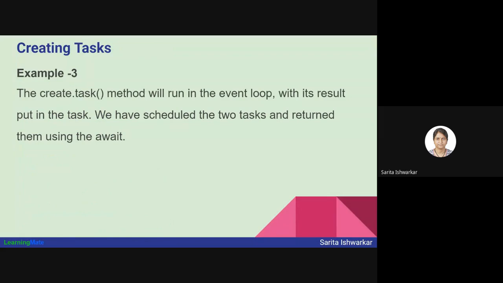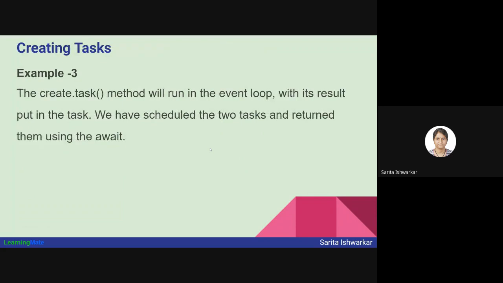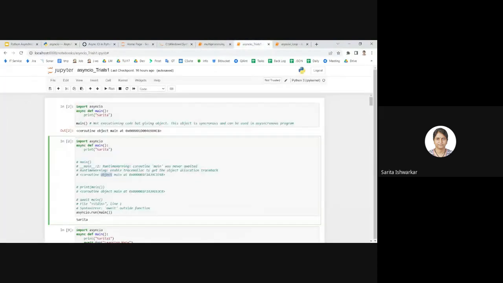Next, creating a task. The created task will run in the event loop with its result put in the task. We have to schedule the two tasks and return them using await. We'll check with the help of an example. Okay, I have some examples here. Let's try to understand each and every concept here.